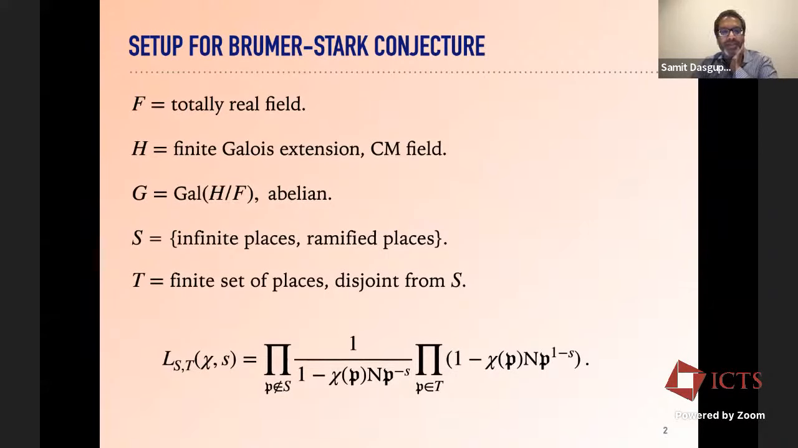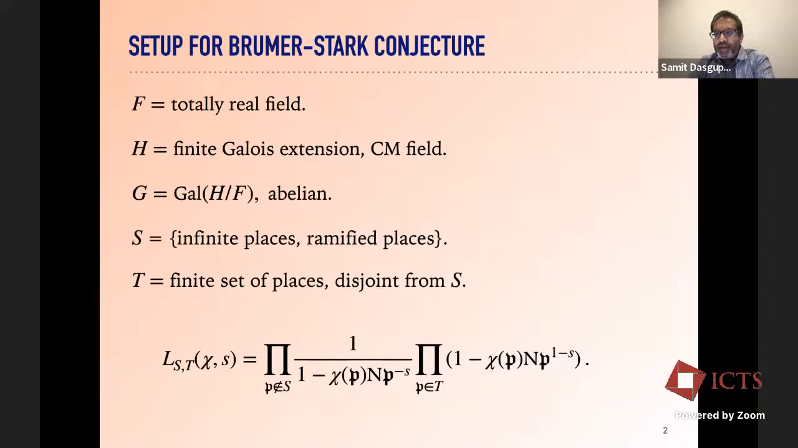So the setup for this is we start with a totally real field, which we denote by F, and a finite Galois extension that is a CM field. And in this lecture series, we'll always assume that this finite Galois group, which we denote by G, is an abelian group. Okay. And we let S denote the set of infinite places and ramified places in this extension. And T will be some other finite set of places that's disjoint from S.